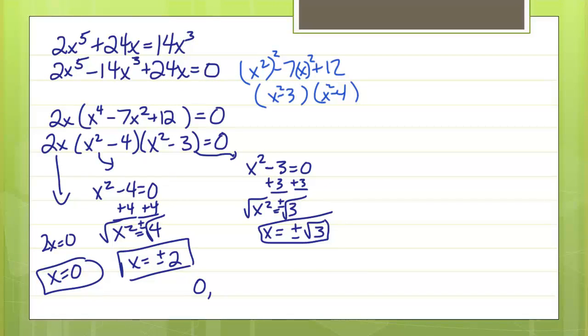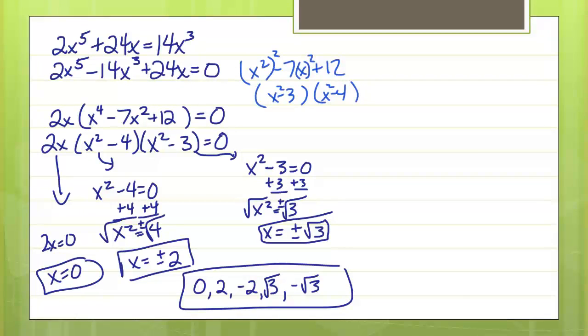I have 0, I have 2, I have negative 2, I have 3, no, not 3, the square root of 3, and I have negative square root of 3. I wouldn't necessarily write it all out like that, but I just want you to see that there are 5 of them.